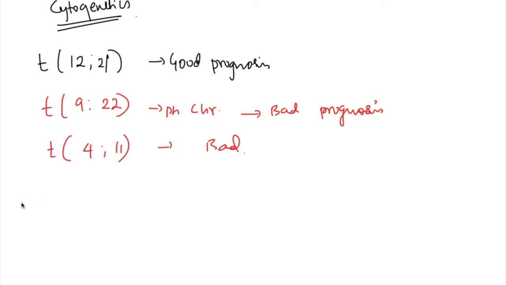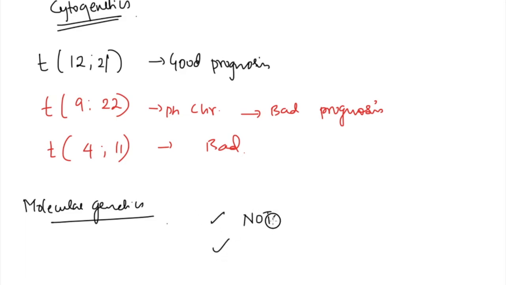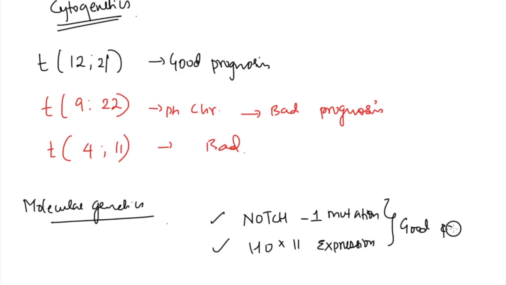One important point regarding your molecular genetics is that you should know what mutations occur here. There are two important mutations. One is the Notch1 mutation. The next one is HOX11 expression. If they are present, then it is again good prognosis. Okay, Notch1 mutation and HOX11 expression.